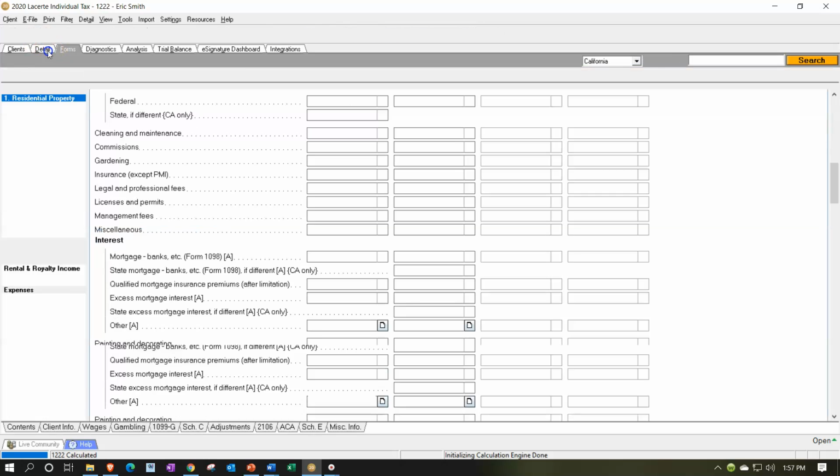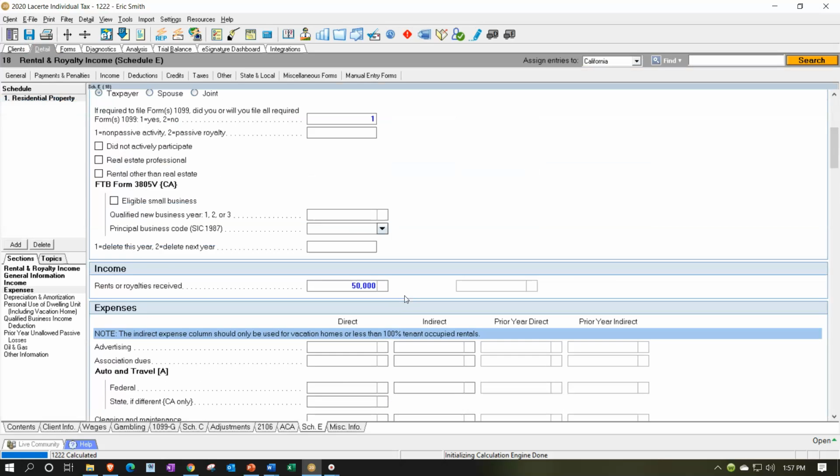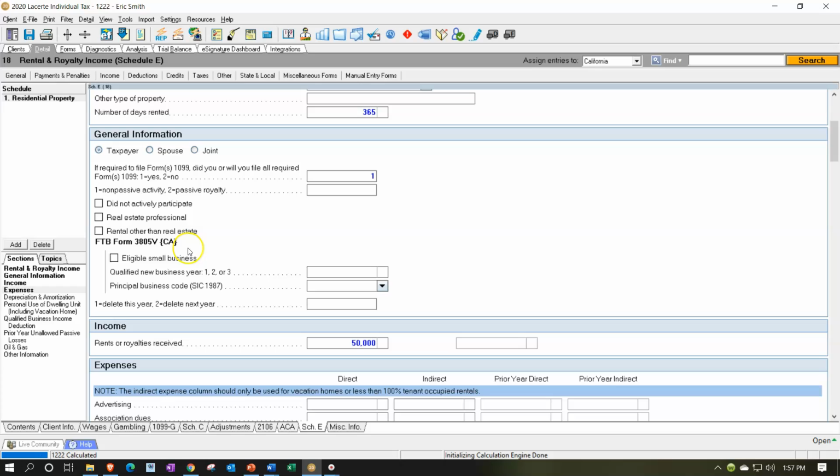So then if we were to say that they actively participate, or that they're a real estate professional, and note, then you want to consider if they're a real estate professional, whether they should be reporting on Schedule E or Schedule C.